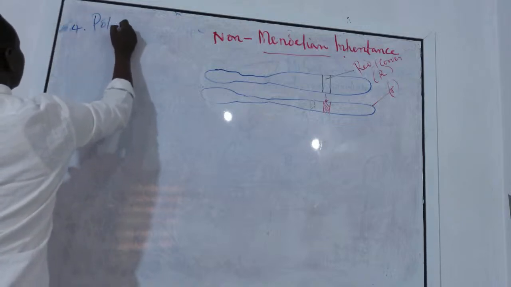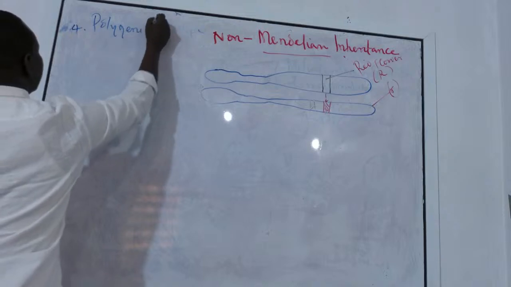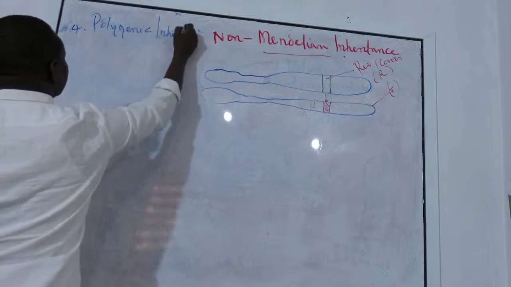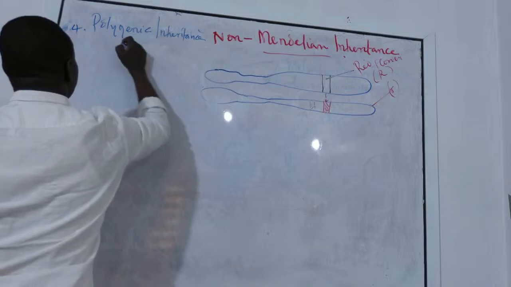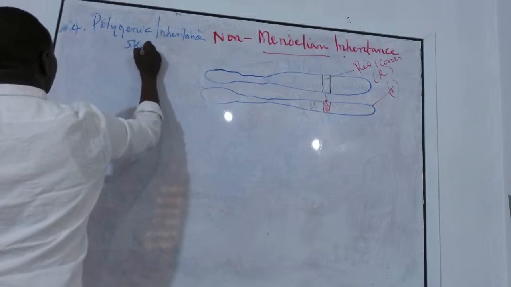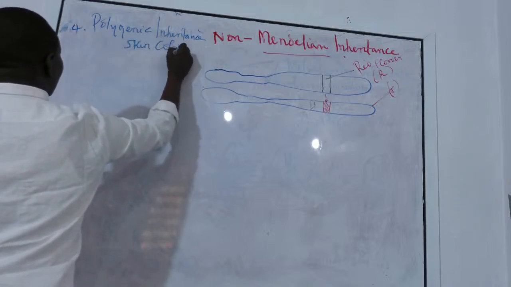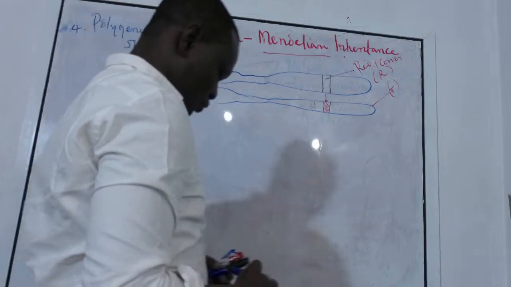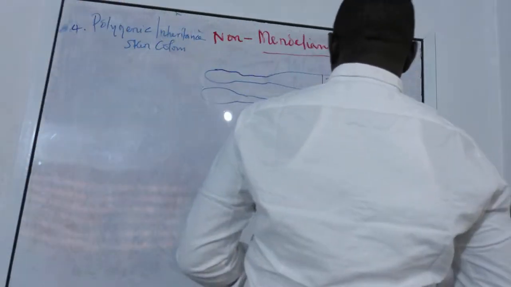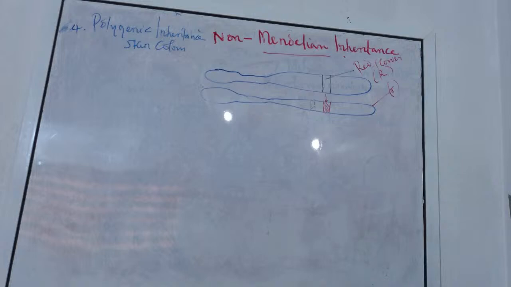Polygenic inheritance. This one is actually found in skin color. So they now discover that, okay, let me try to make use of some illustration of polygenic.